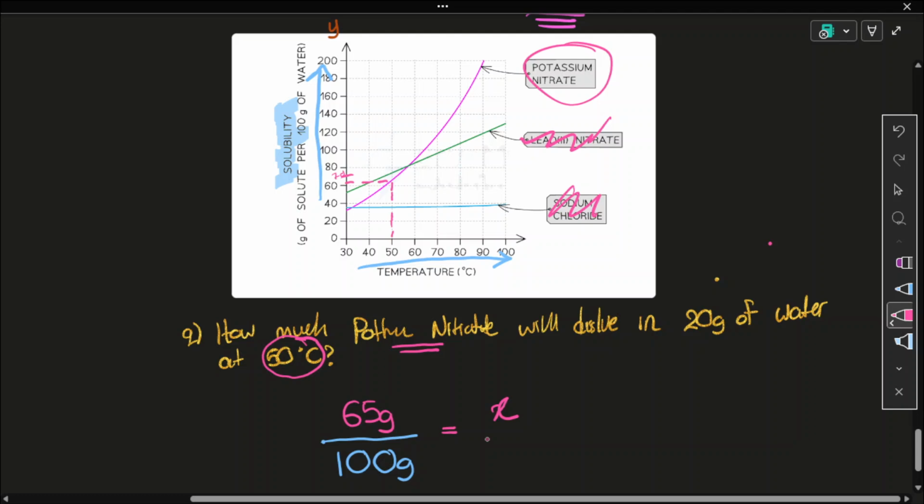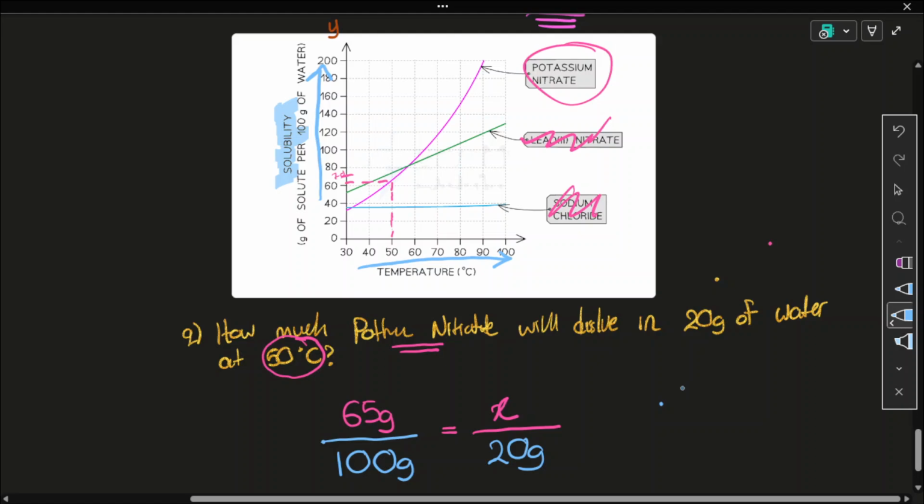Now if this is confusing, if you can't wrap your head around it, look to the right. I'll explain. This is a simple ratio. In 100 grams, 65 grams dissolved, right? We got that from the graph. We simply need to know how much would dissolve in 20 grams of water. Very simple grade 6 ratios. You know how to solve ratios, simple mathematics. When you do this, this is what you get.